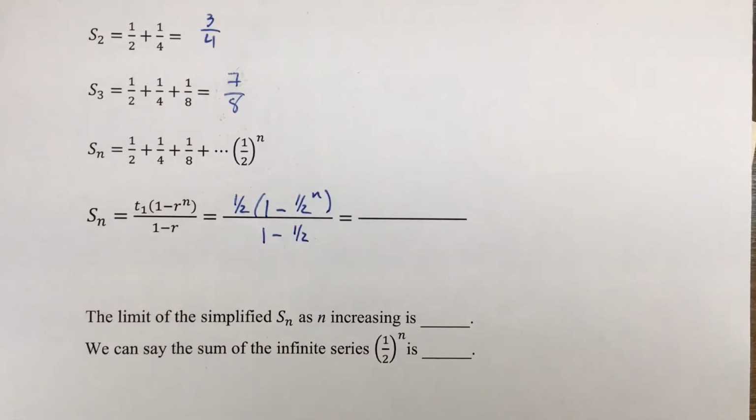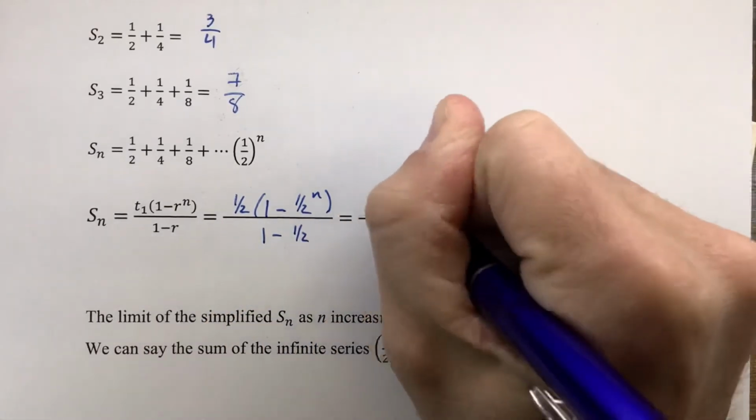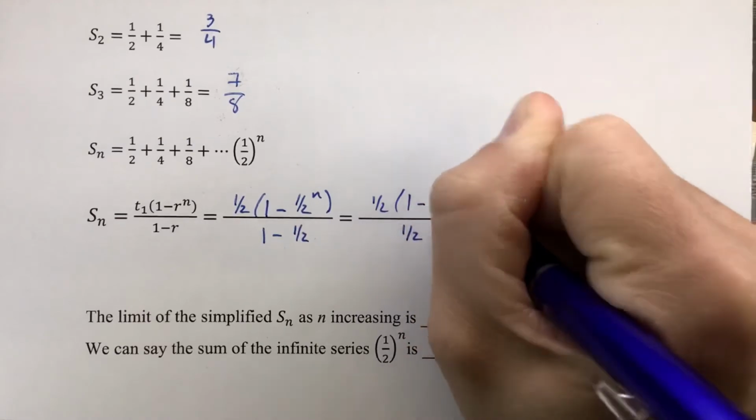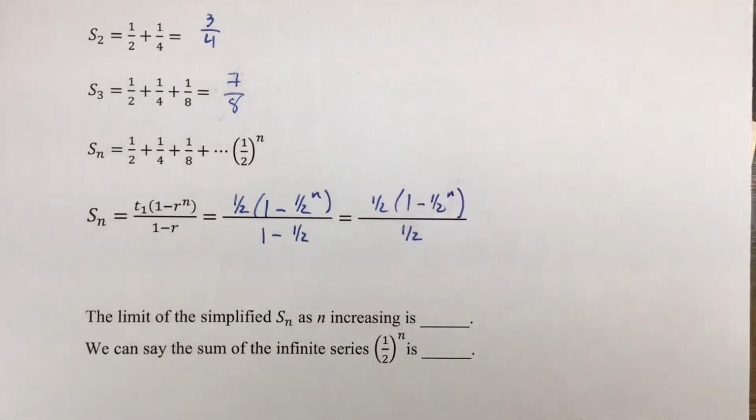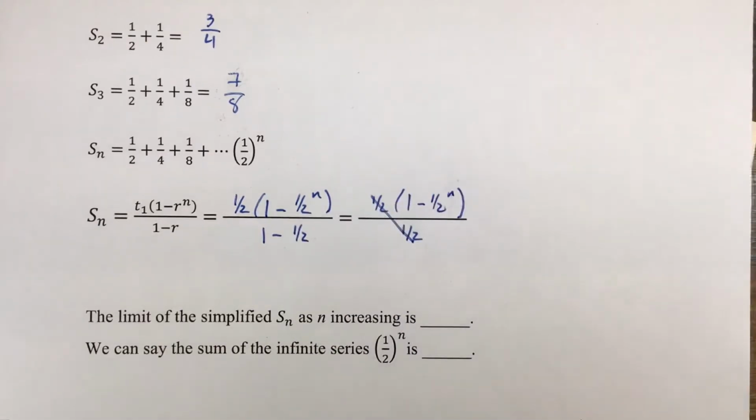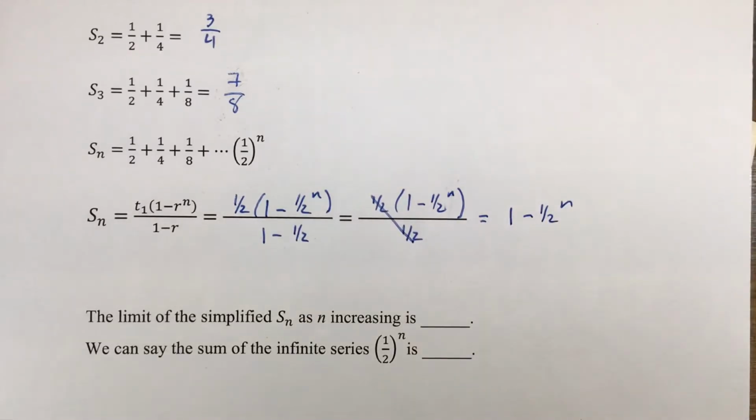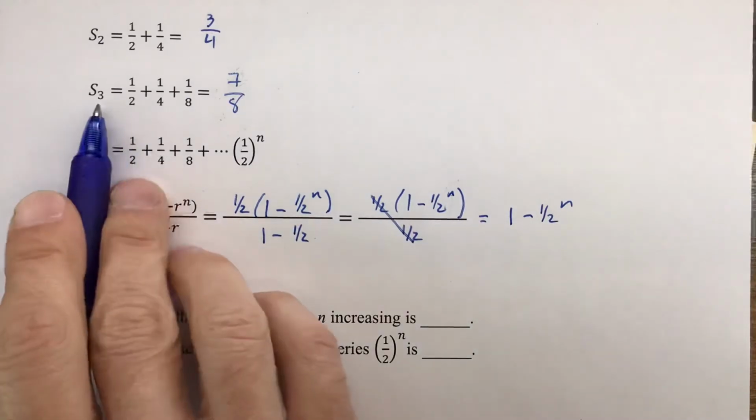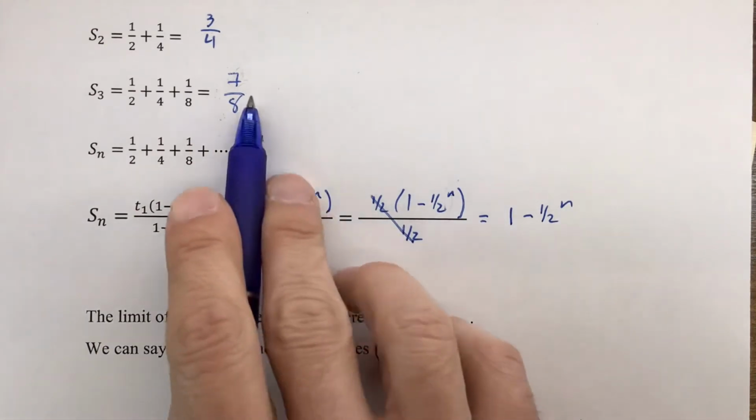With a little bit of algebra to clean this up, the bottom you're going to notice is actually just 1/2. You have 1 minus 1/2, so you get back 1/2. Whoops, that n is going to be on the inside. So you have a factor of 1/2 on the top and a factor of 1/2 on the bottom. Those can cancel with each other, which will give us 1 minus 1/2 to the nth power. And we can actually use that to find any sum that we want. So if we wanted to find S3, we could just plug a 3 in for that exponent, and it will give us 7/8.